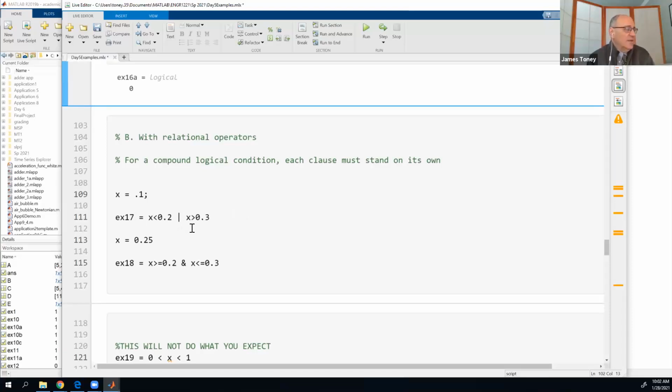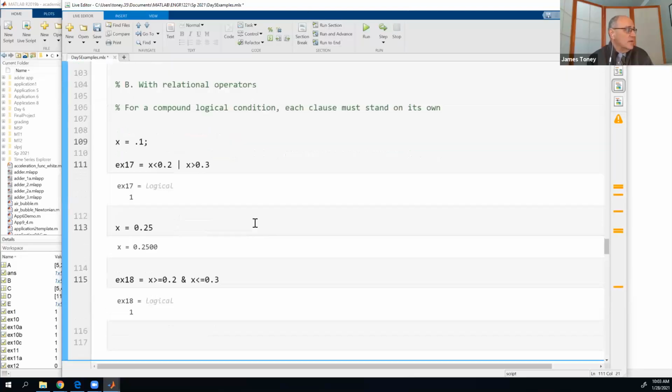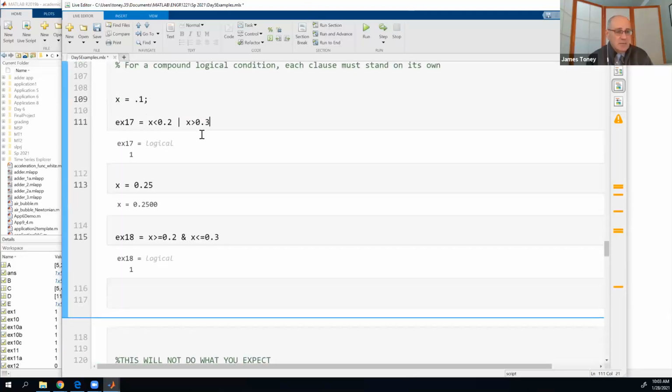And so just thinking ahead to what we're going to cover in a week or two, and also reminding you of something you covered in 1181, like with an if statement. I want to do this block of code if either of these conditions is true. You would use an or. Or it might be, I want to do this block of code only if both of these conditions are true. So that would be an and. All right, so if you want to see if x is less than 0.2 or more than 0.3, here's how you do that. Okay, and of course, since x in this case is 0.1, it's true because the first condition is true.